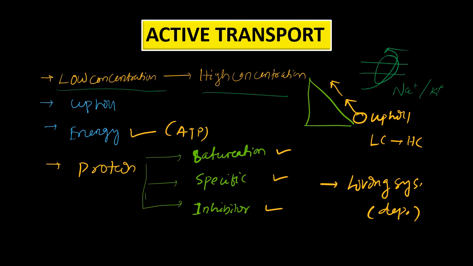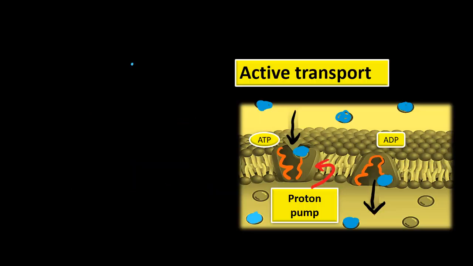Means during active transportation, energy is required in the form of ATP, and also it involves proteins. And another thing, it depends upon living system because this protein is involved with the plasma membrane. So here is how molecules are transported in active transport. This is a proton pump. Proton means H plus pump.